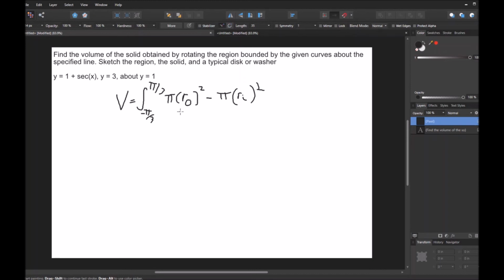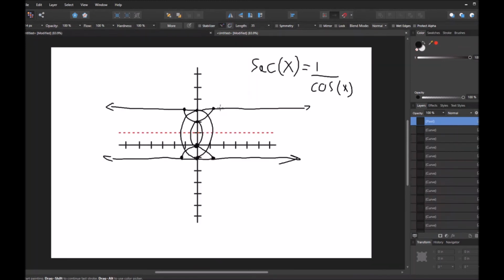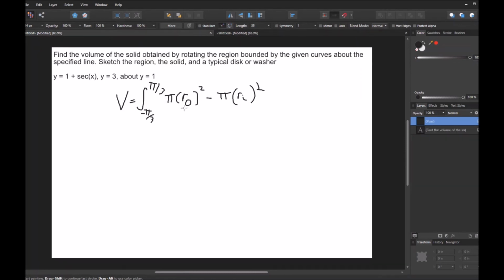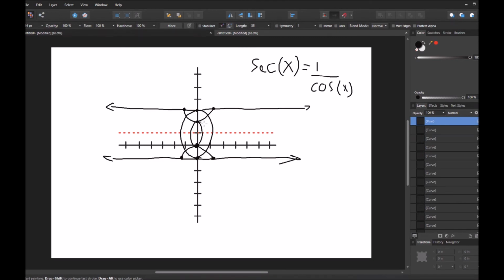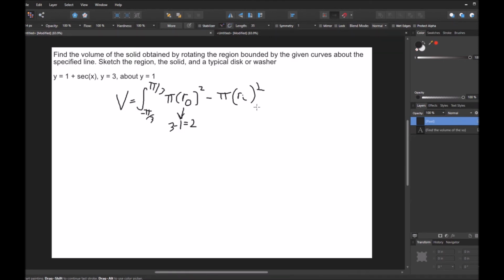Okay, so now we want to find our inner and outer radius. So if we go back to the graph here, our outer radius is this, and it's given by the curve y equals 3, but we're rotating it around y equals 1. So we're going to do 3 minus 1, which is 2. So our outer radius is 2. Then our inner radius is given by the curve y equals 1 plus secant of x. And since we're rotating it about y equals 1, we're going to be subtracting 1. So we're going to have 1 plus secant of x minus 1, which is just going to be secant of x.